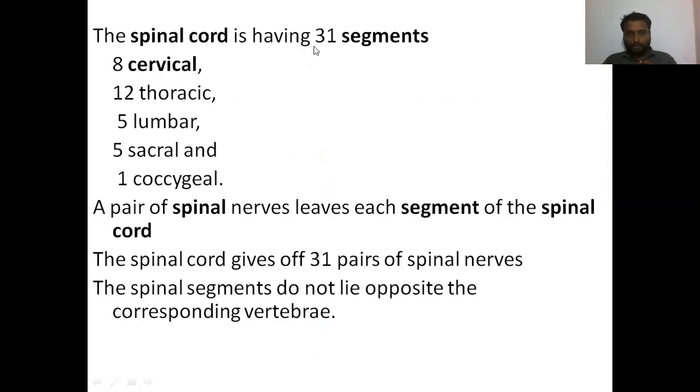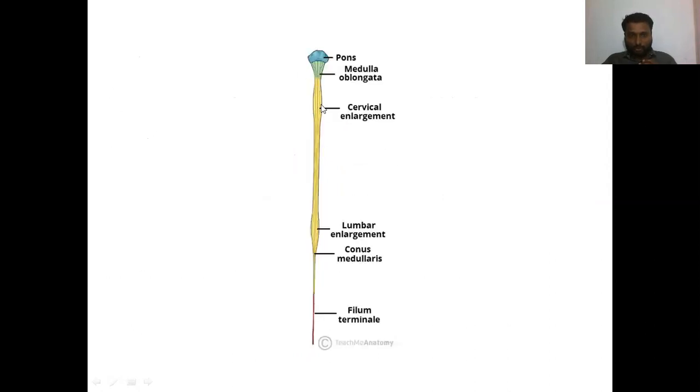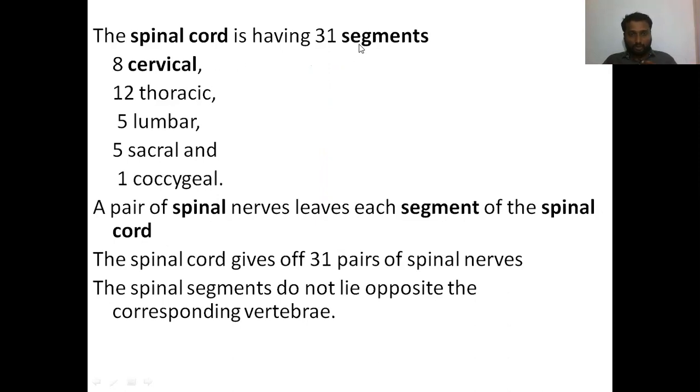Now, this spinal cord is divided into 31 segments: 8 cervical segments, 12 thoracic segments, 5 lumbar segments, 5 sacral segments, and 1 coccygeal segment. See, this spinal cord is divided into numerous small segments. 8 segments are seen in the cervical region, 12 segments in the thoracic region, then 5 in the lumbar, 5 in the sacral, and 1 in the coccygeal region. So these are the segments.